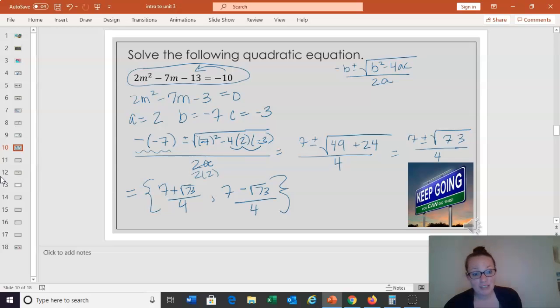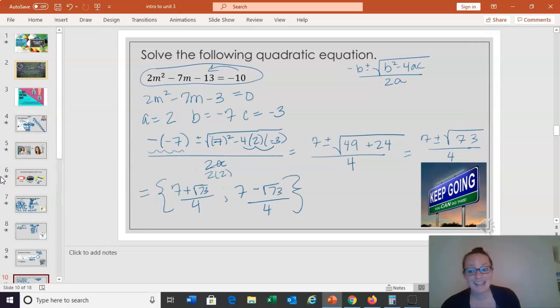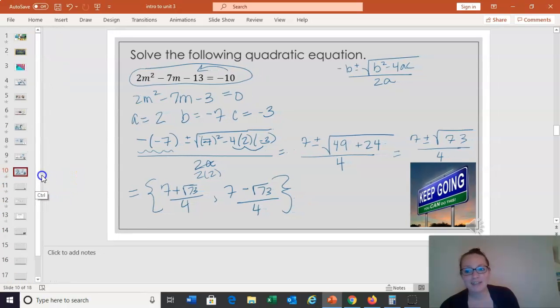But they're going to want you to leave it. This is the most simplified form because whenever you have a decimal, you usually have to round. And so you're losing some of those values. So this is it. I know it looks a little funny, but that's it.